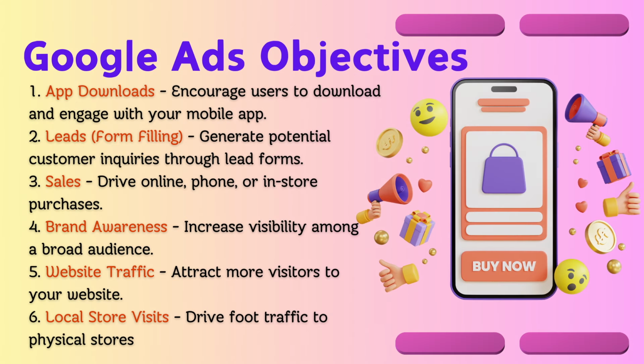So let's see the objectives of Google Ads. The objectives of Google Ads are, first, app downloads, where we encourage people to download more apps. Leads is another objective. In this, we ask people to fill out a form to make an inquiry. We use it for EDU platforms or any inquiries for wedding events or anything. Sales: drive online, phone, or in-store purchases. For e-commerce, we use the sales objective.